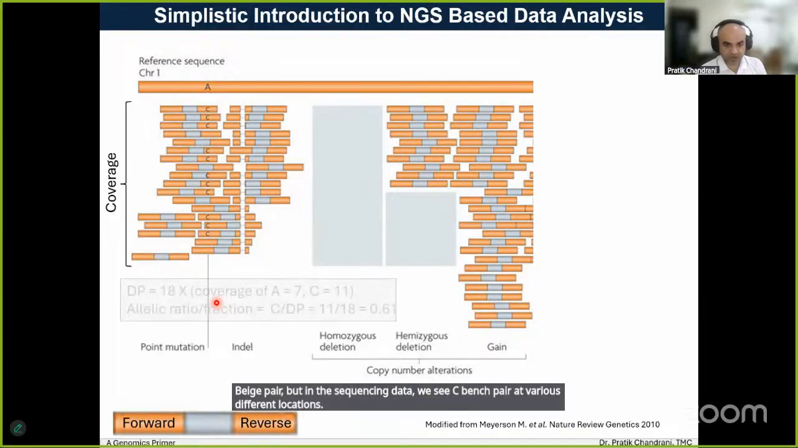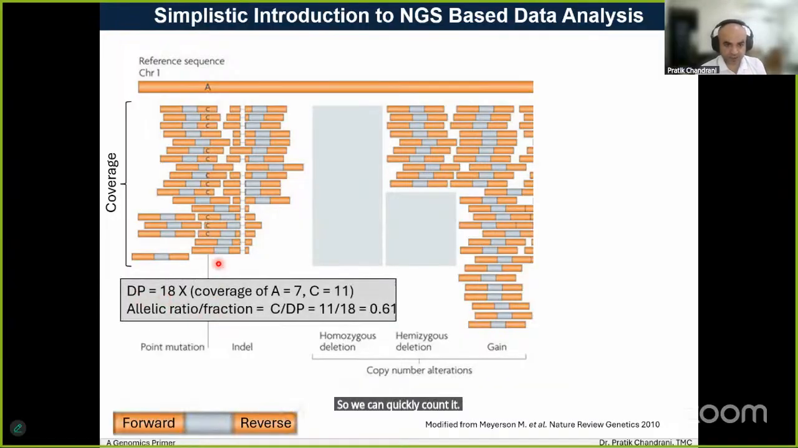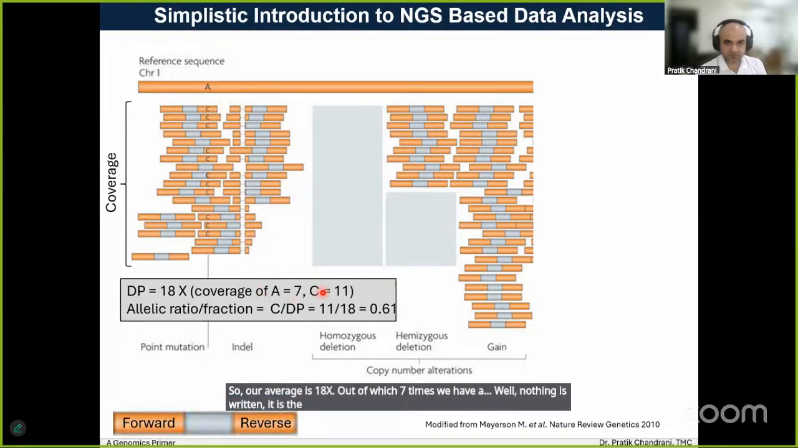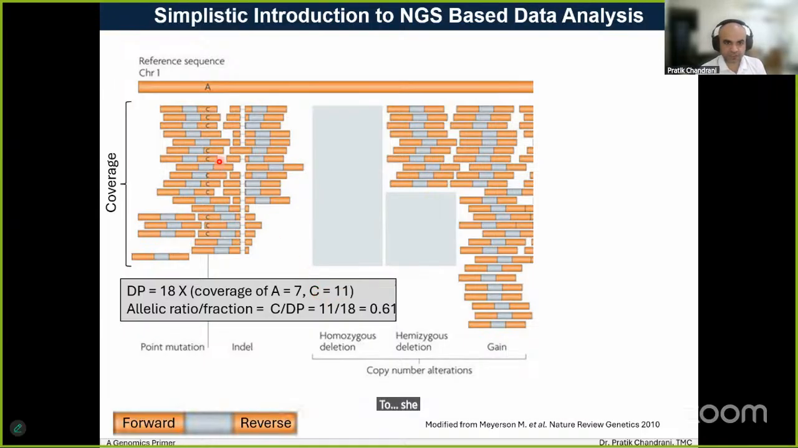So we can quickly count it. In this particular location, we have a total of 18 reads. So our coverage is 18x, out of which 7 times we have A, where nothing is written, it is the reference base pair, and when there is an alteration, the altered base pair will be written over there. So C has been counted here 11 times. So 11 out of 18 is roughly 0.6, which is the allelic ratio or allelic fraction.